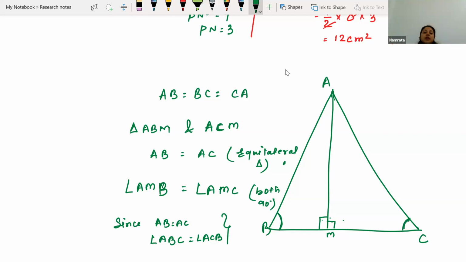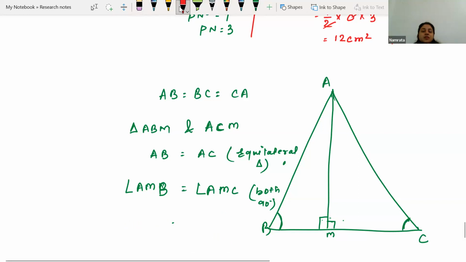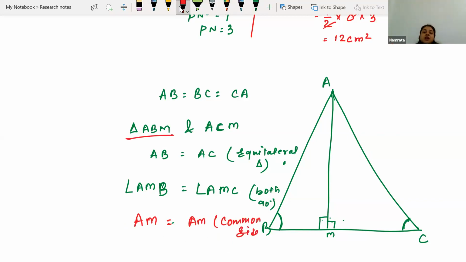One more thing you can say, if you don't want to take this angle, you can say there is a common side AM. Can you see? In both the triangles, AM is a common side. And hence both the triangles are congruent with each other. This triangle and this triangle are congruent with each other.